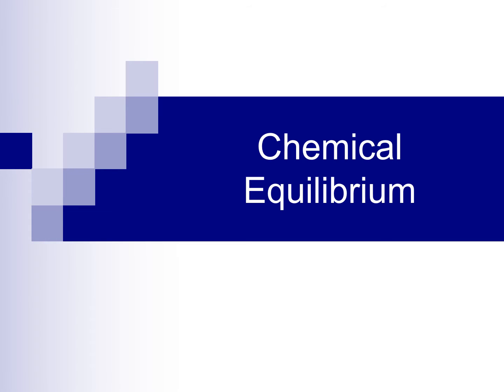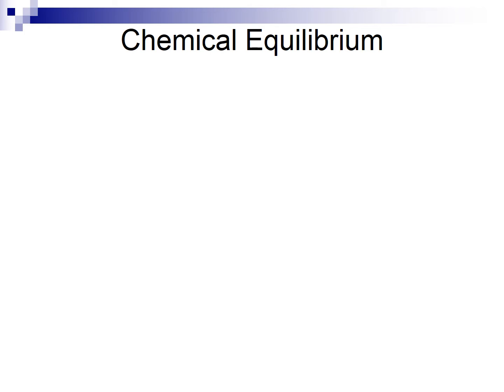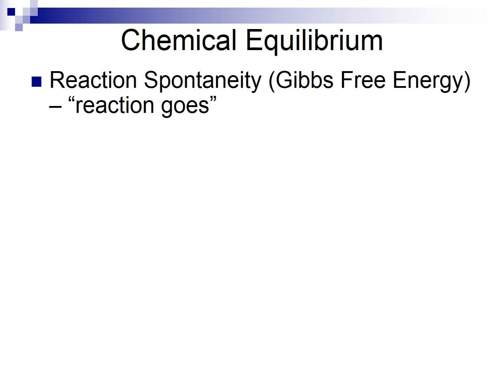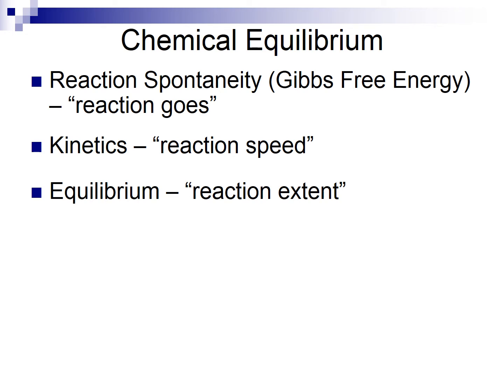Chemical equilibrium. Looking at what we've discussed so far, reaction spontaneity in terms of Gibbs free energy is essentially looking at whether a reaction is going to quote-unquote go or not as written. So it's looking at whether a reaction is going to proceed in the forward direction. Kinetics looks at the reaction speed, that is to say, the rate with which the reaction occurs, producing products.